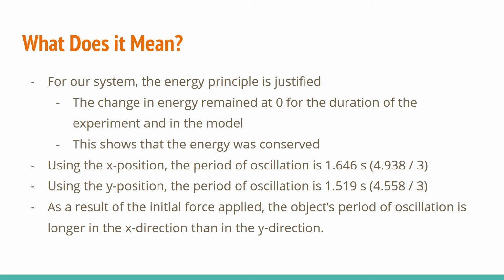Using the x position, the period of oscillation is 1.646 seconds. Using the y position, the period of oscillation is 1.519 seconds. As a result of the initial force applied, the object's period of oscillation is longer in the x direction than the y direction, which gives it this variation.